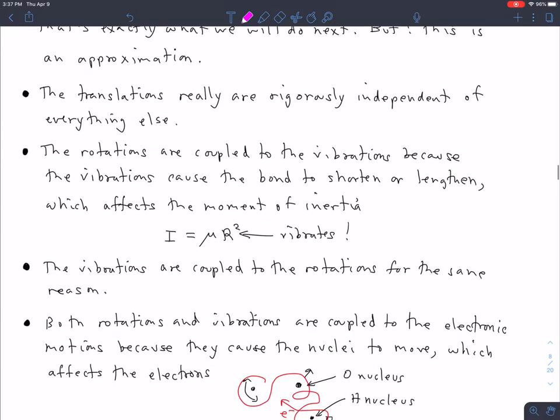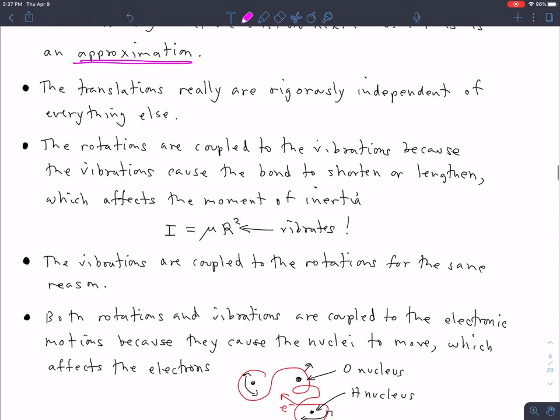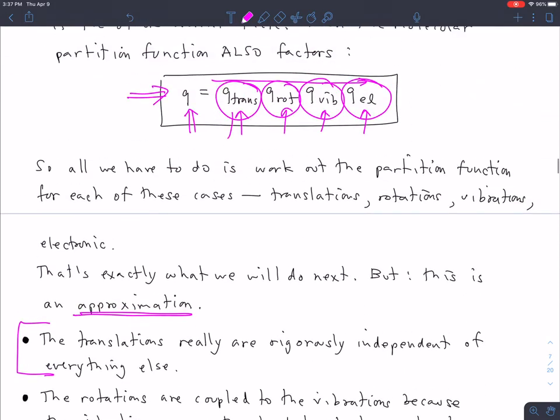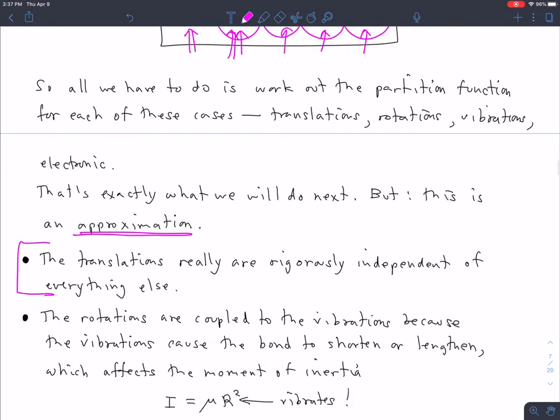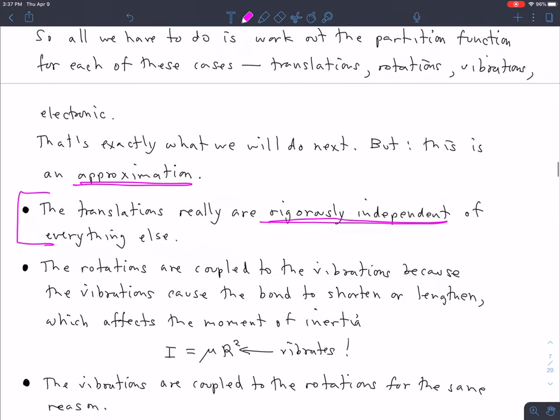A few comments on this approximation that we've just made, and then we'll pass on to the main work. The first is that yes, the translational factor in the overall molecular partition function really is rigorously independent of all the others. You can break that out on paper mathematically rigorously, so this one really does separate, and there's no approximation there.